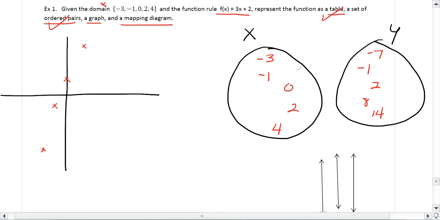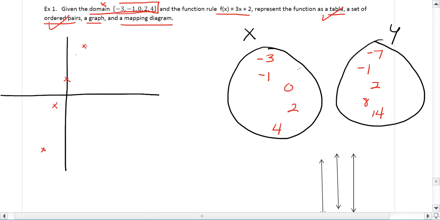So after graphing these points, I'd like to ask you a question. Should I connect the dots and make this a line? And in class, a lot of people said yes, but actually it's no, because we have a domain right here that's very limited. It is only these points. So this has to stay a discrete graph. Just these points are the graph.